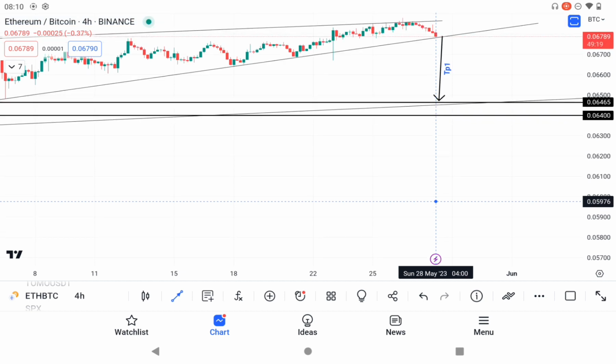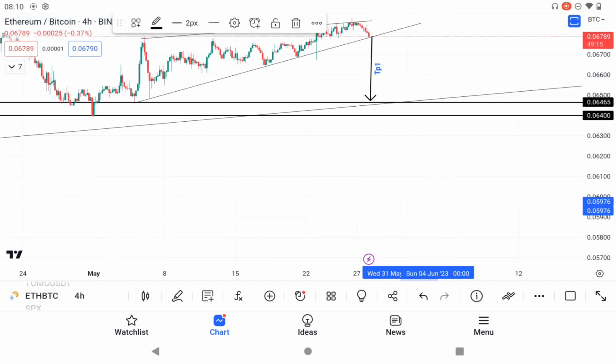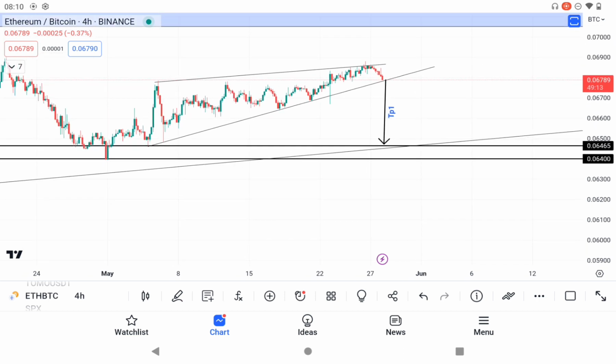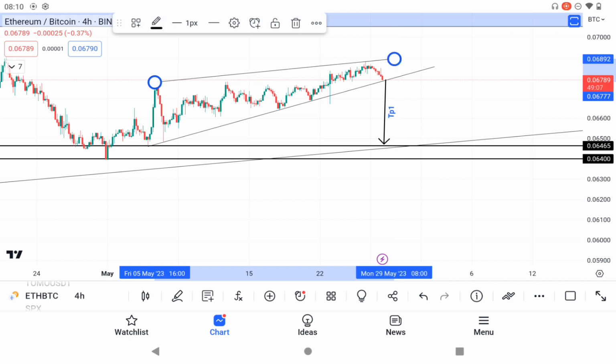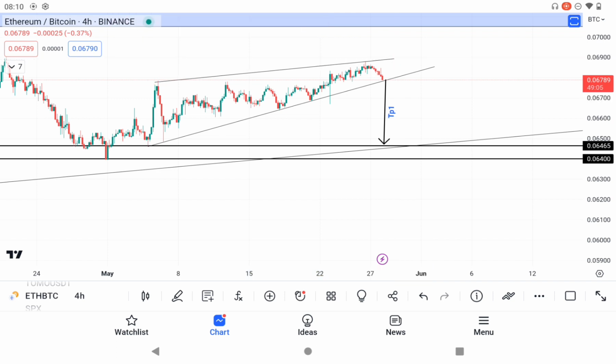Let's see our rising wedge formation. Let's see what this thing looks like. Amazing, isn't it? Beautiful. So now we already know this is what's going to happen.